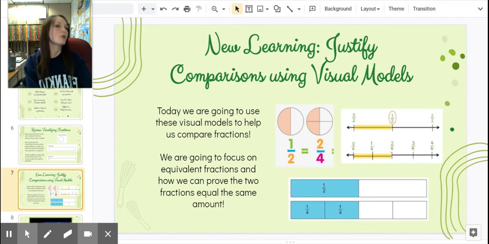Our new learning today is to take two of the same models and then compare and decide which one's bigger, to prove why it's the right answer. For the circles, you could draw 1/2 and draw 2/4 and show those are the same. You can also show on a number line that this is 1/2 and this is 2/4, and you can see that they're the same. 1/2 on the fraction bar and 2/4 on the fraction strip are the same. So we're proving that they're the same based on these visual models.